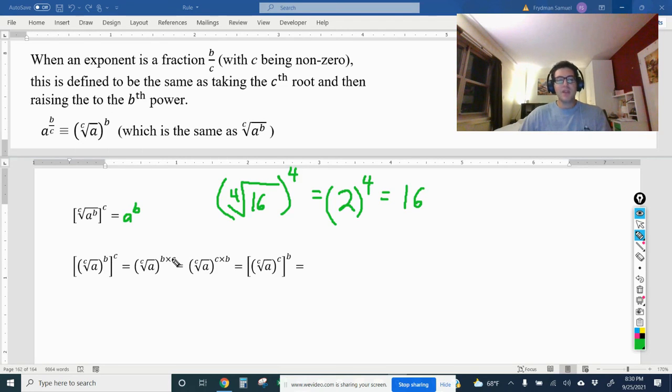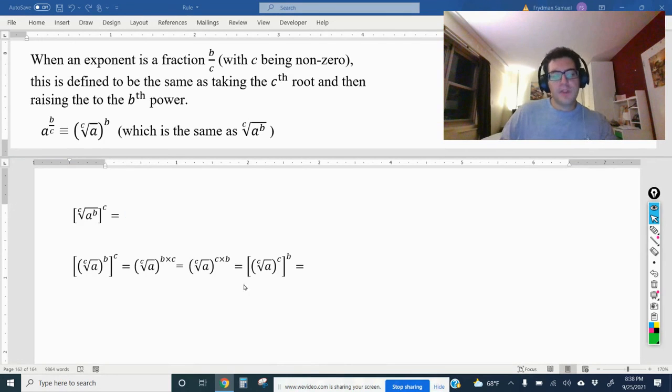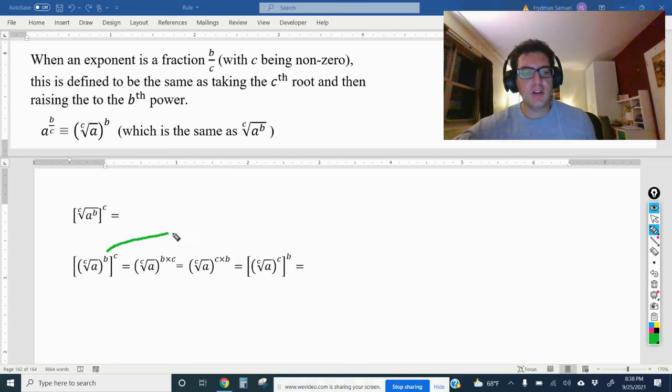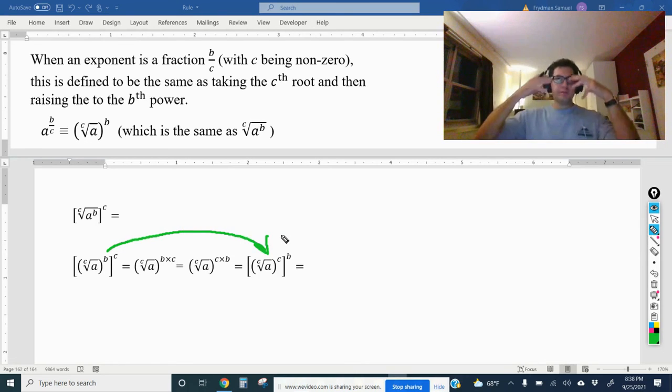But b times c is the same as c times b, right? Commutative property. Right, but that's the same thing as taking this and then raising it to the cth power and then raising it to the bth power. Actually, we could have skipped over all of this and just gone straight from here to here. If you just sort of remember in your head what this means, it means we're taking b of them, and then we have c groups of b of these. That would be the same thing as b groups of c of these.